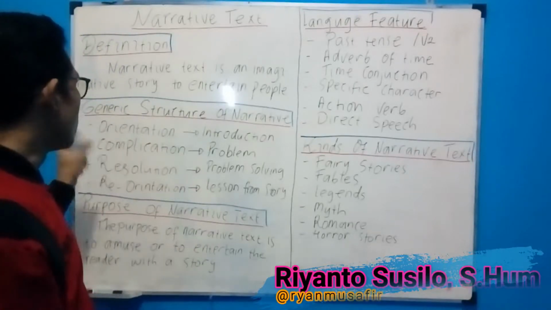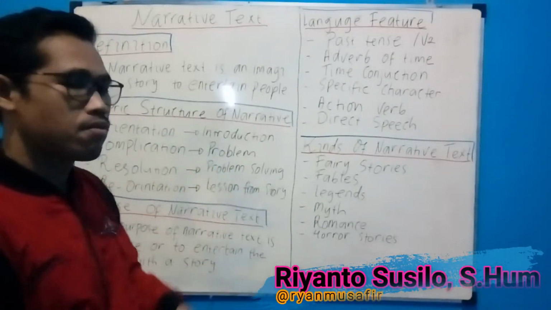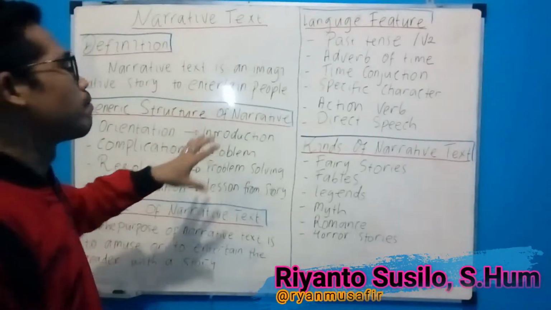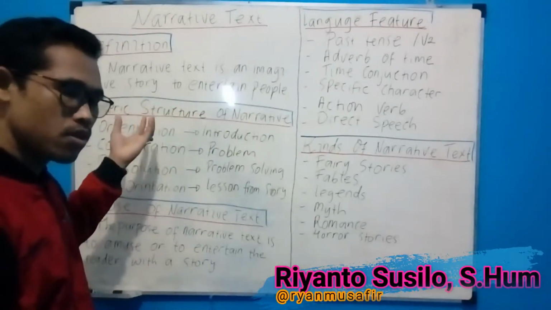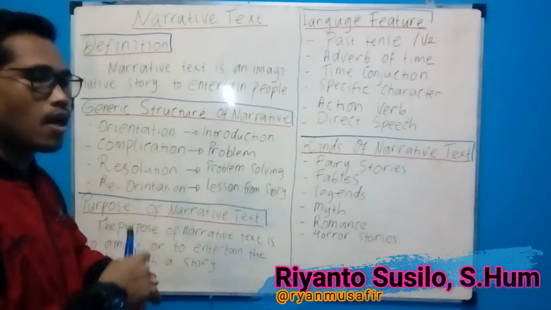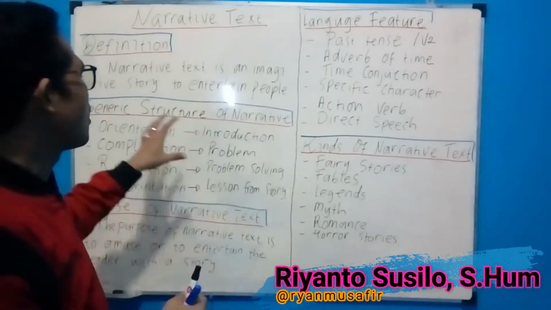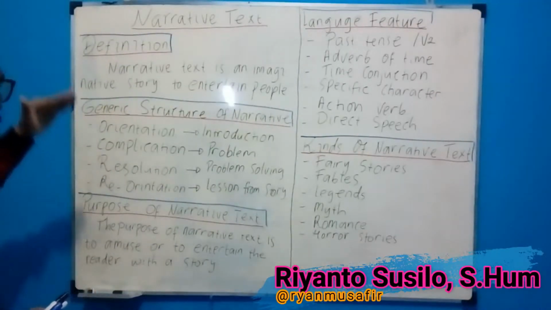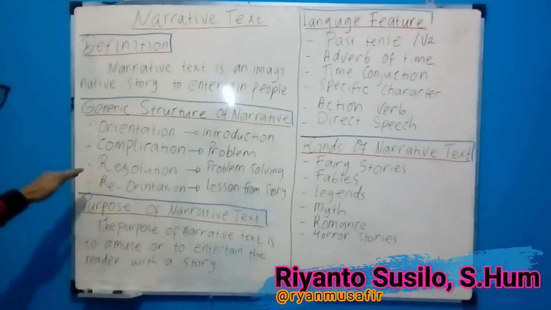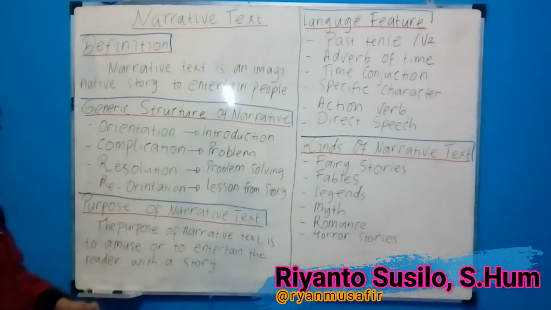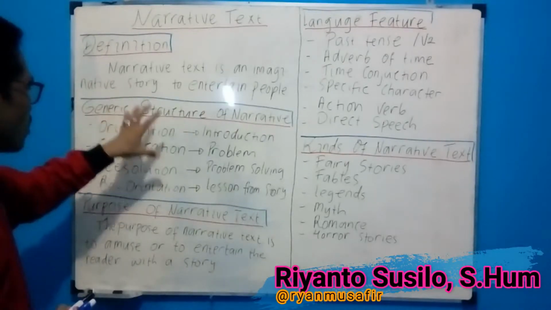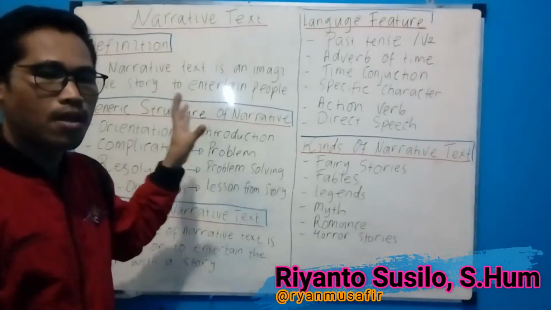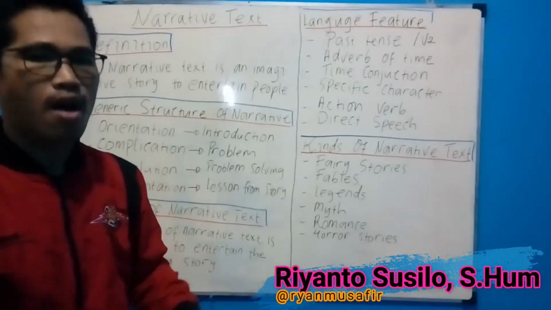And then the generic structure of narrative text, the generic structure itu maksudnya adalah alur dari cerita. Jadi cerita dari narrative text itu biasanya alurnya ada orientation, complication, resolution, and reorientation. Orientation means it's about the introduction paragraph.